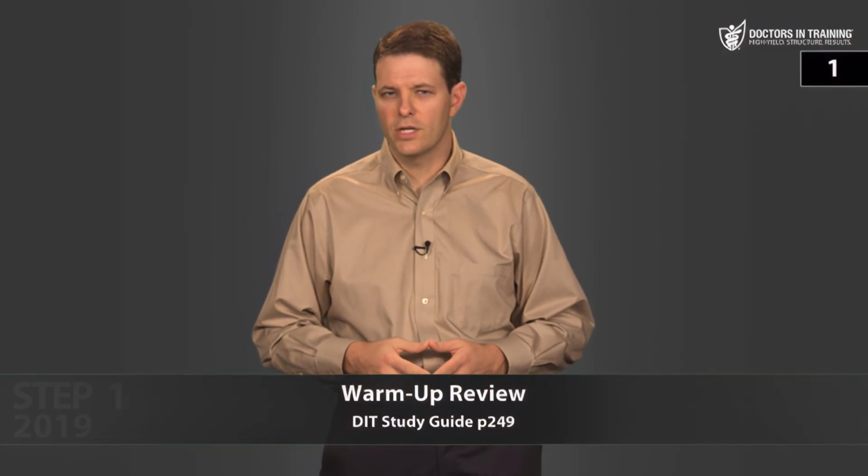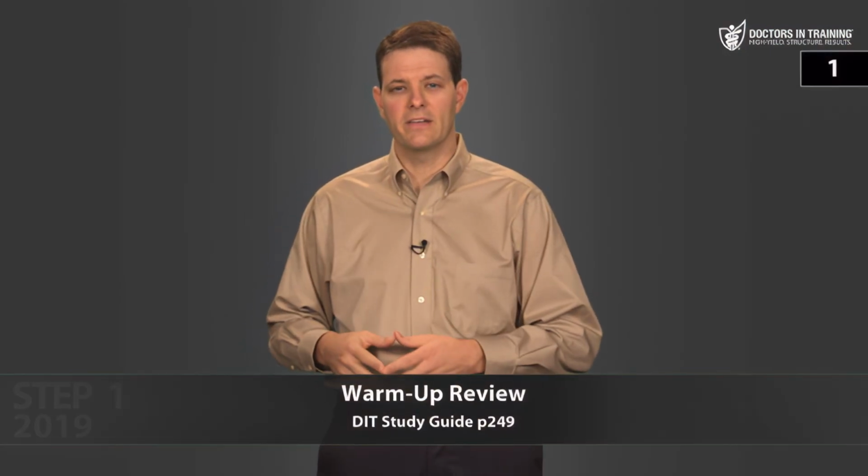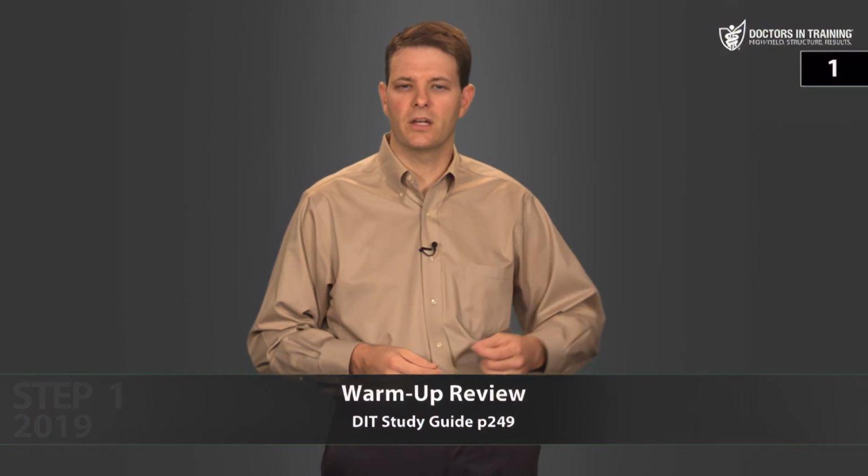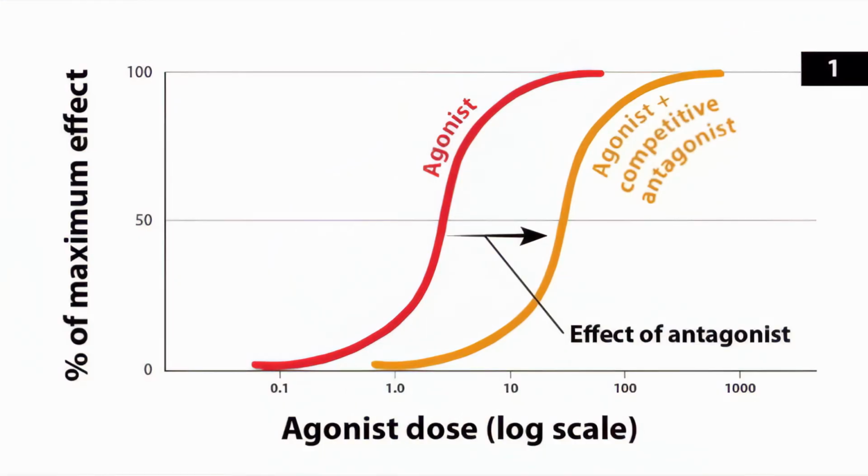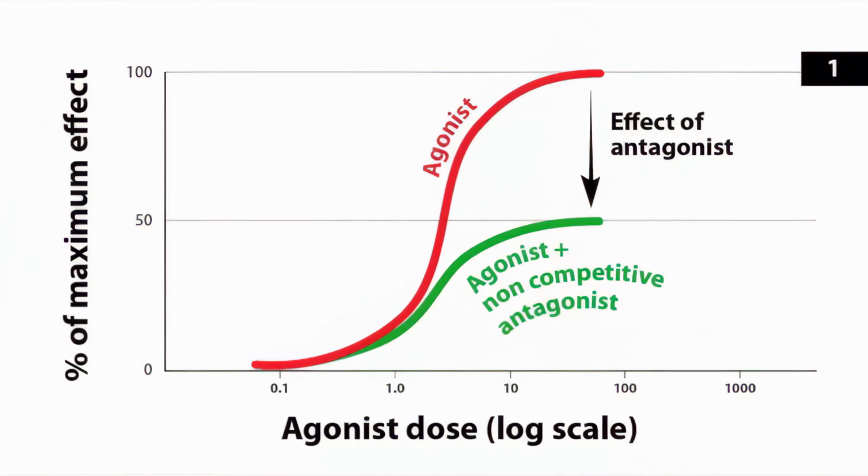Let's take a look at the answers to the warm-up review. First question, how does a drug's dose-response curve change with the addition of a competitive antagonist as compared to the addition of a non-competitive antagonist? So a competitive antagonist shifts the dose-response curve to the right, which decreases the potency. A non-competitive antagonist will shift the curve down, so efficacy is decreased but potency doesn't change.